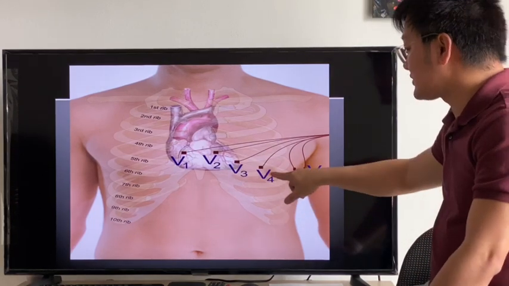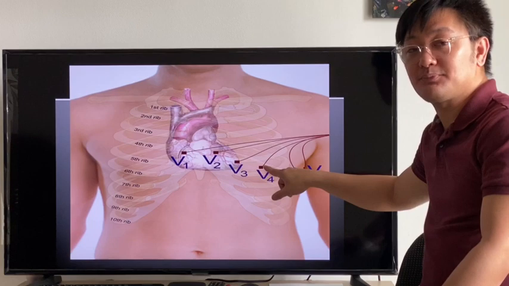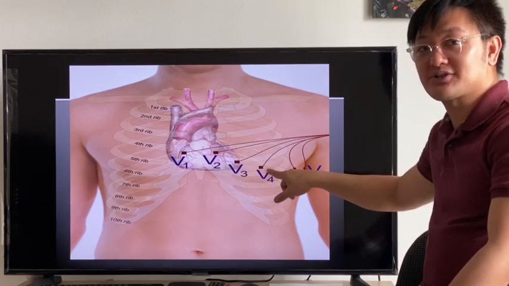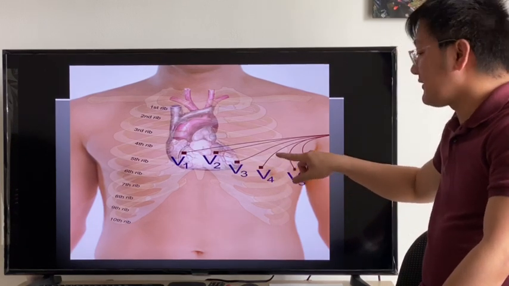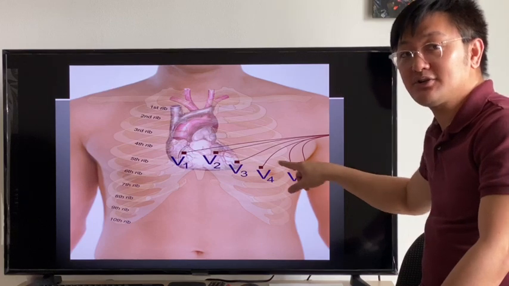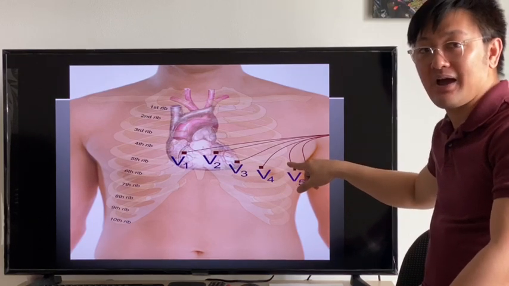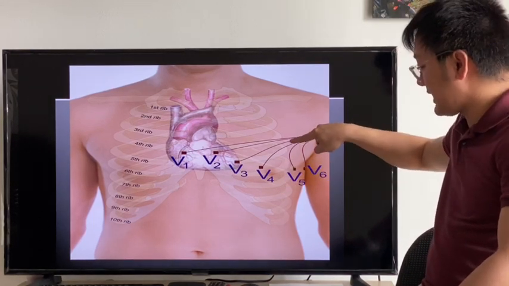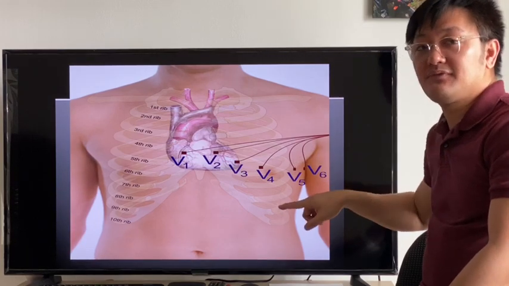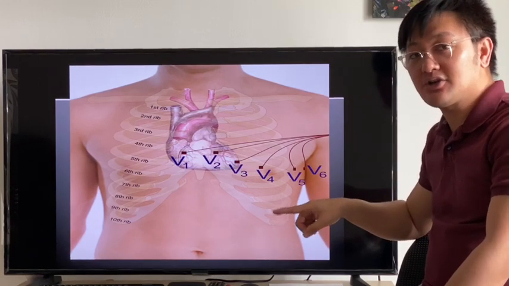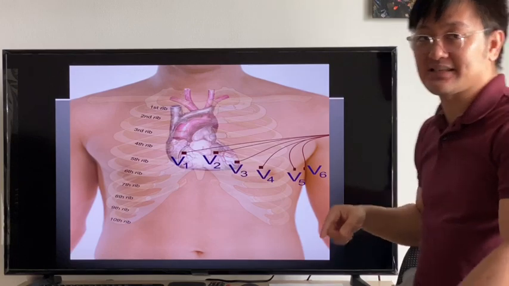Okay? So once you're done placing your V4, you're ready now to place your V3. You're ready to place your V5 and V6. Your V5 is placed perpendicular to your V4 on the anterior axillary line. Here, anterior axillary. Your V6 is placed perpendicular to your V5 on the mid axillary line.